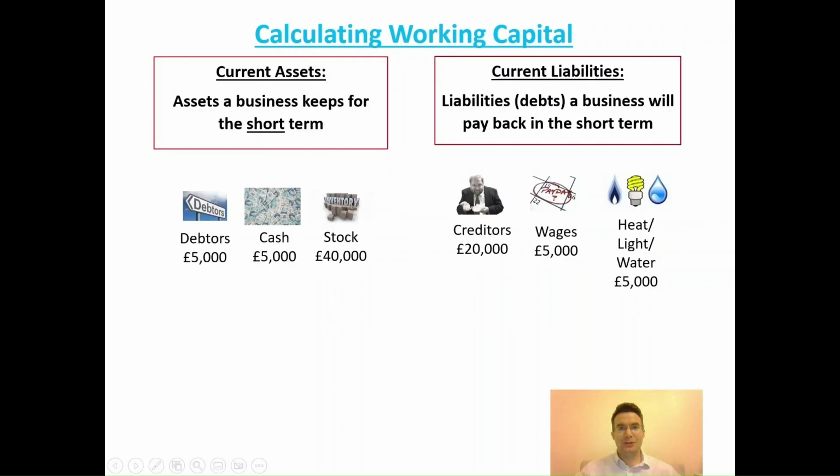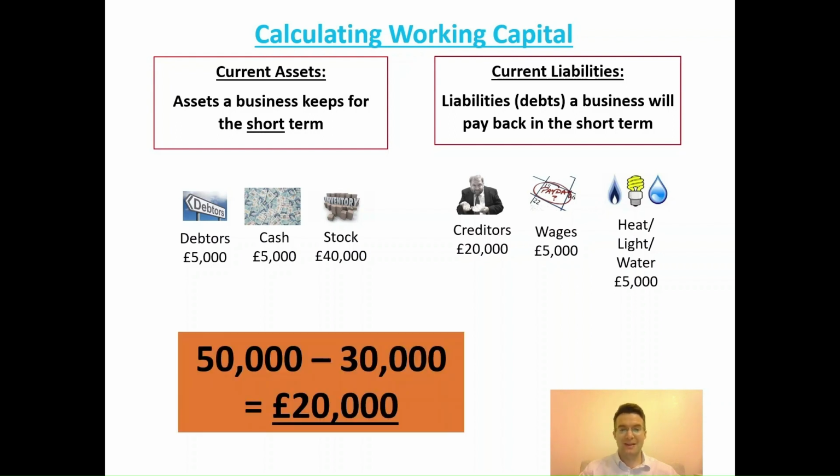So just to put it into context, we've got a situation here where we've got debtors, cash and stock, our current assets, and we've got creditors, wages and the heat, light and water bill for our current liabilities. How can we calculate working capital? Take one away from the other. That will give you a figure of £20,000 positive, so that's a good thing. We've got a positive working capital.